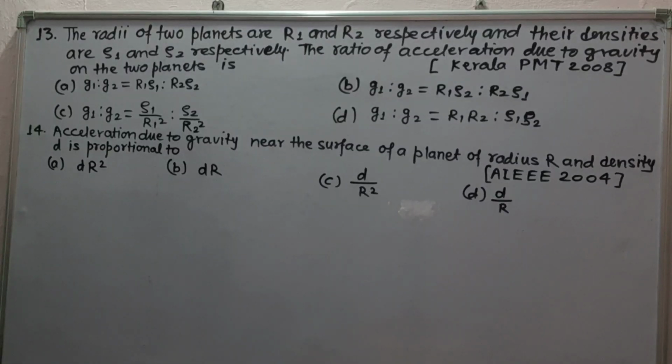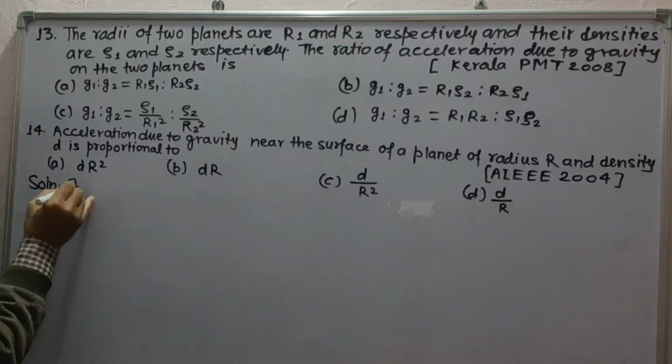Now question number 13. The question is, the radii of two planets are r1 and r2 respectively, and their densities are ρ1 and ρ2 respectively. The ratio of acceleration due to gravity on the two planets is. These are the options. So solution to question 13.